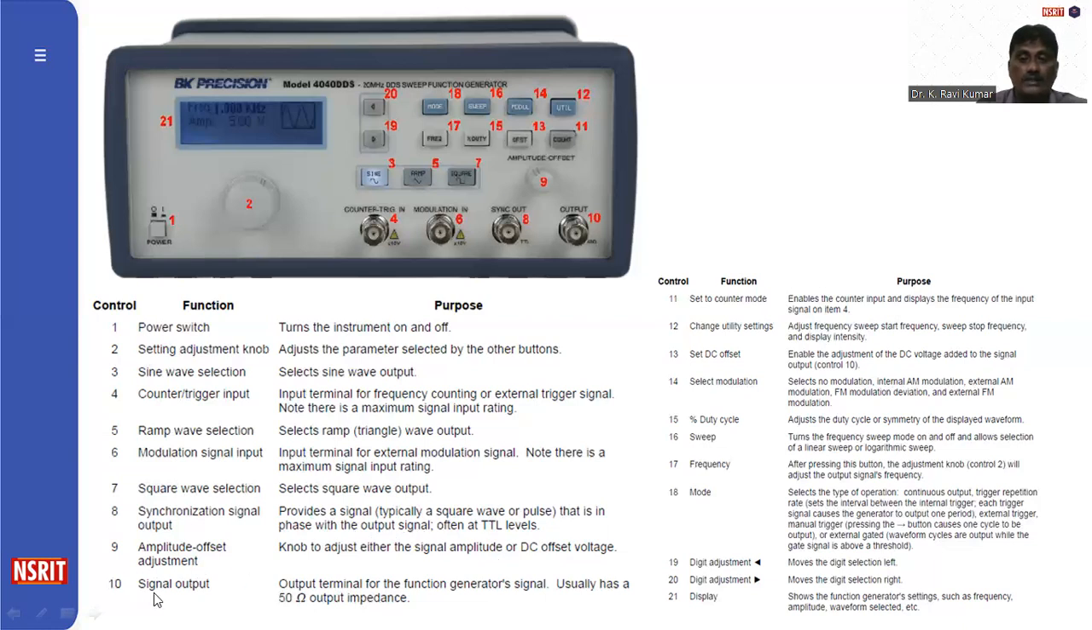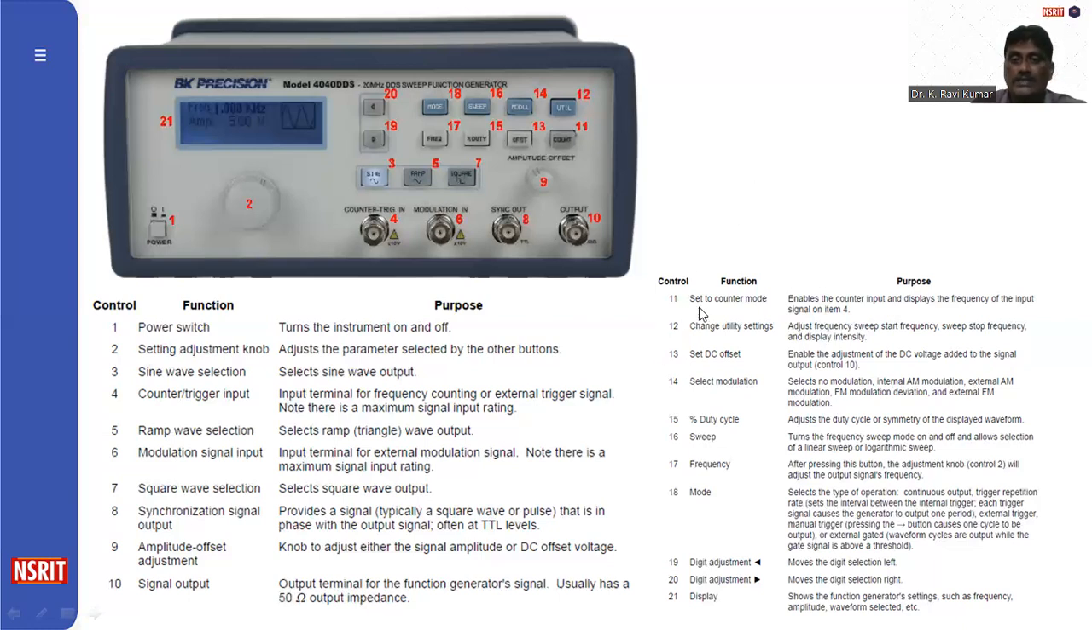The 10th one is the signal output. We connect the probe to this pin, and we will get the output. This output is connected to the CRO. The CRO will show whichever type of signal we are connecting, be it a sine wave, square wave, or triangular wave, and it will be displayed on the screen of the CRO.